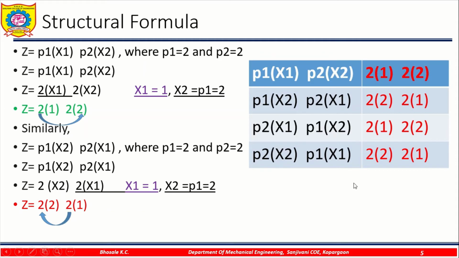Like this we can write the 4 different structural formulas: P1X1, P2X2, so 2 1 2 2, and 2 2 2 1. Here P1 and P2 are identical values, so the first and third are the same, and the second and fourth are the same. So only 2 structural formulas will remain.